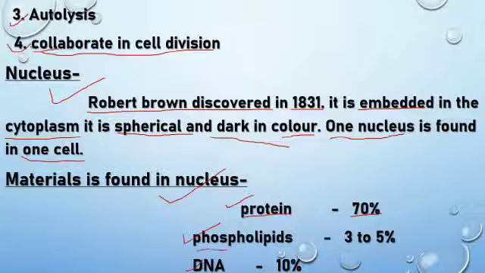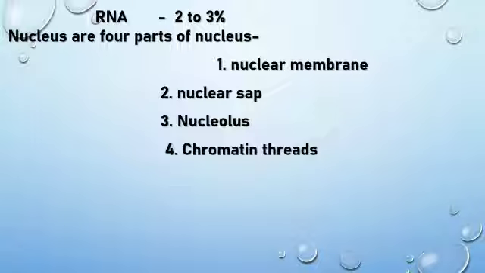The next one is the phospholipid. What is the quantity of phospholipid in the nucleus? It is found at 3 to 5%. Next one is the DNA. DNA in the nucleus is found at 10%. And RNA is found at 2 to 3%.